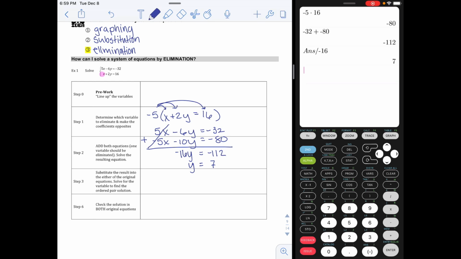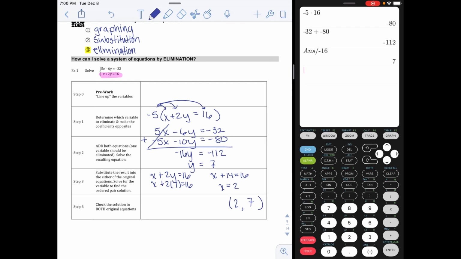A coordinate. So in step 3, it says to substitute the result into either of the original equations. Solve for the variable to find the ordered pair solution. Like in the previous ones, I like to set myself up so I know I have my y, I need to solve for my x. Looking at these two equations, the bottom one looks a little bit easier, no negative, smaller numbers. So x plus 2y equals 16. Now I'm going to substitute that 7 in for the y spot, and we're just going to solve here. So we get x plus 14 is equal to 16. Let's subtract 14 on both sides to get a 2. And we got our solution.